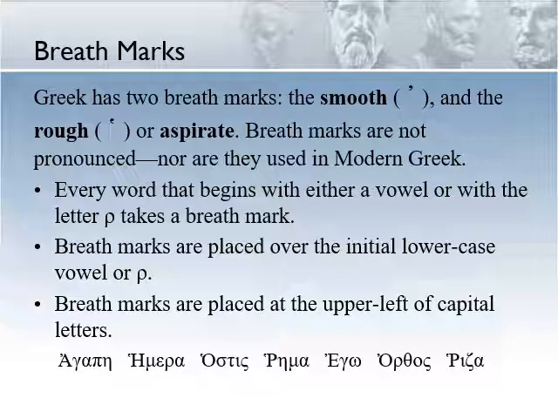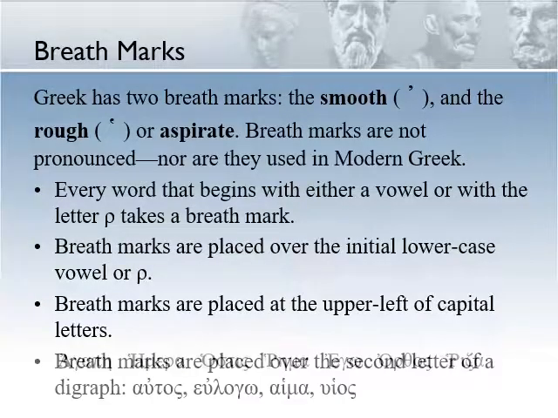And plants that grow roots, those roots are referred to as rhizomes, coming from this Greek word. But I want you to notice just before that capital Rho, the rough breathing. So these are breath marks, and all Greek words that begin with either a vowel or the letter Rho will take a breath mark.